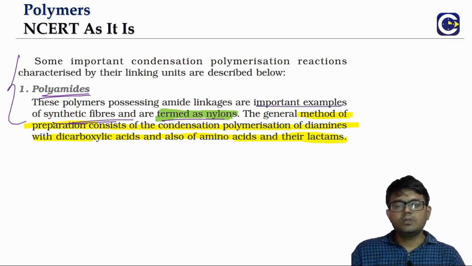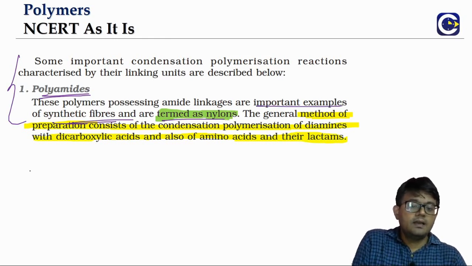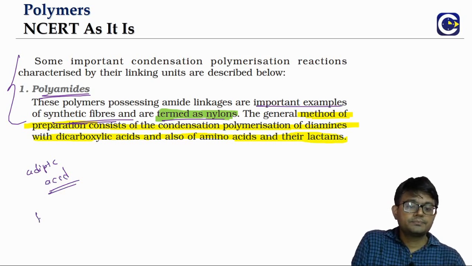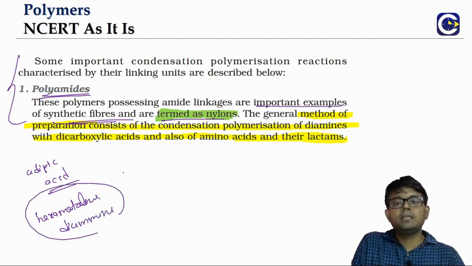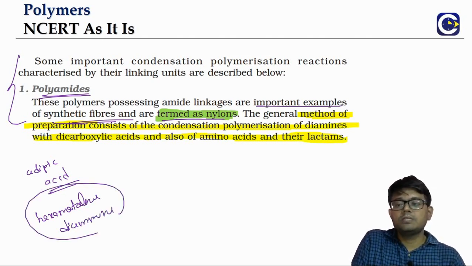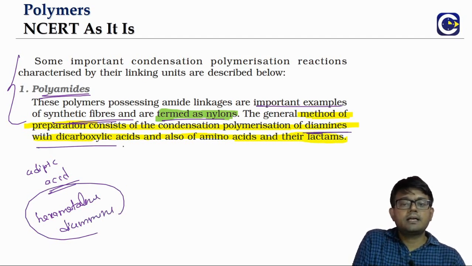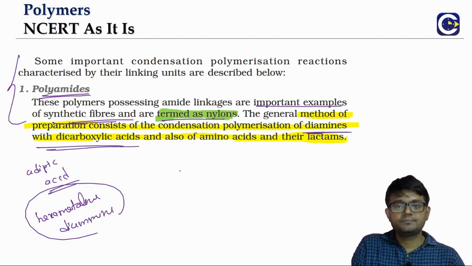How will the nylons be obtained? We have already seen the example of nylon 6,6. How do we obtain nylon 6,6? From adipic acid, which is a dicarboxylic acid, and hexamethylene diamine. So we will obtain the polyamides by using diamines condensed with dicarboxylic acids.